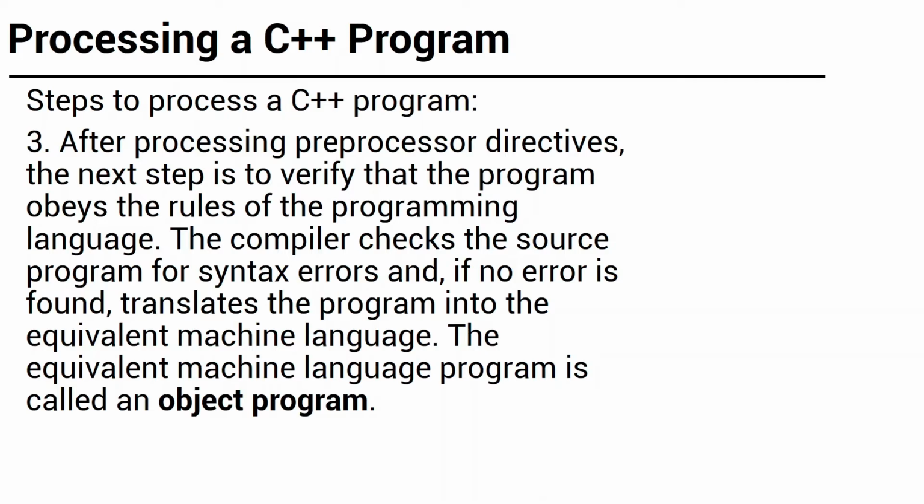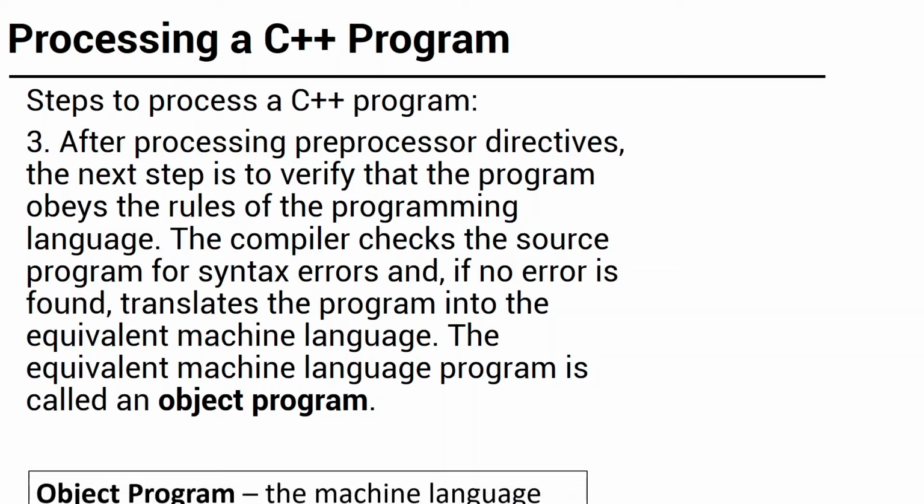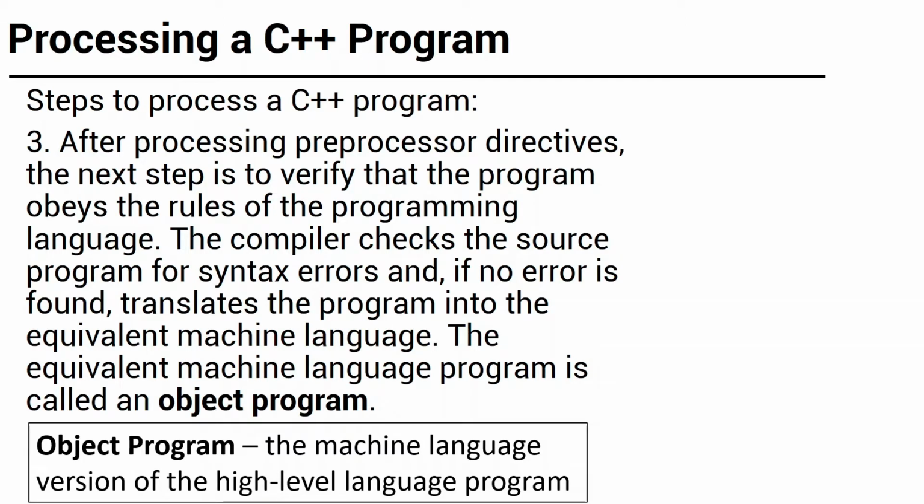The equivalent machine language program is called an object program, the machine language version of the high-level language program. We call that one object program. For example, if the high-level language program is already compiled, it has the machine language version. So we call that one object program.